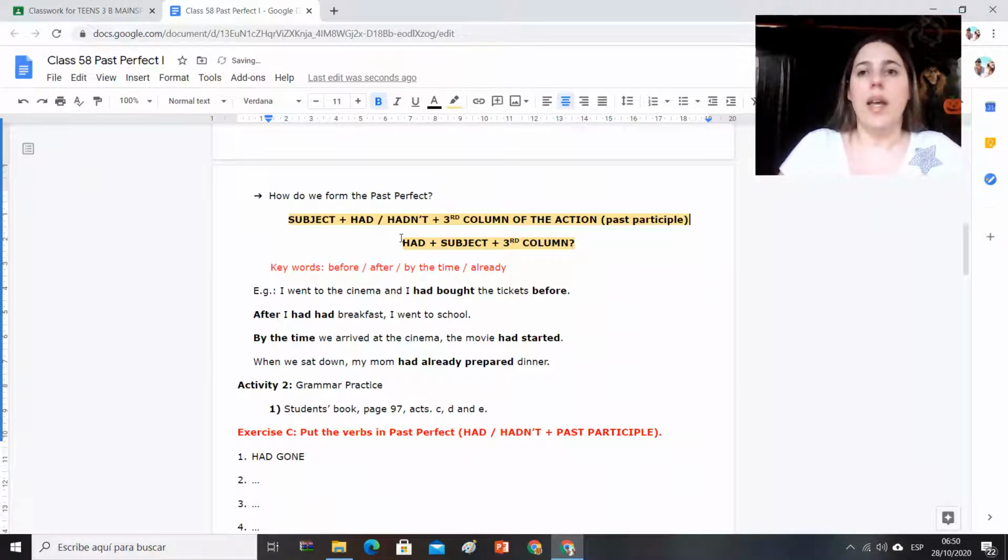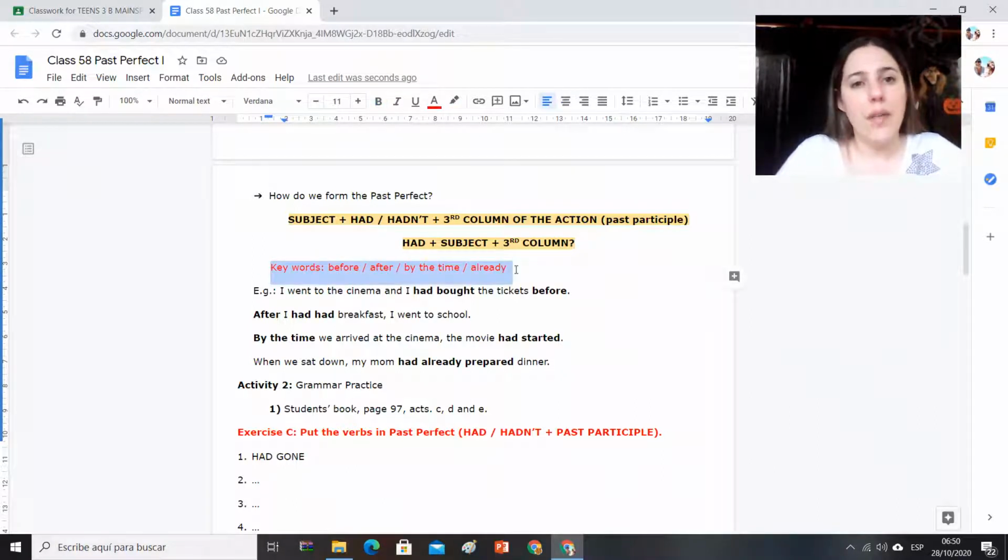So, had or hadn't for all the pronouns, todos los pronombres, todos los sujetos, okay? If it is a question, remember to change the order. You're going to start with had and then the subject. And there are keywords. Keywords are words, remember, that help us identify the tense. Son palabras que nos ayudan a identificar los tiempos. The keywords here are before, after, by the time, already.